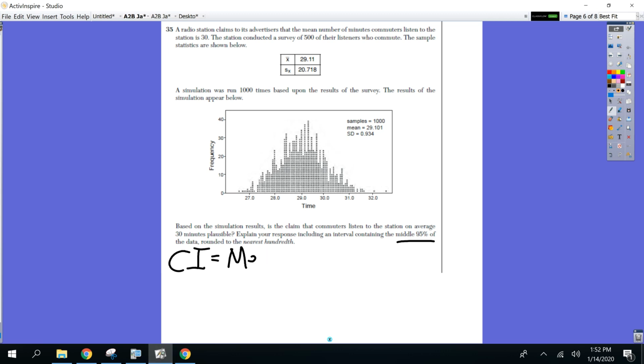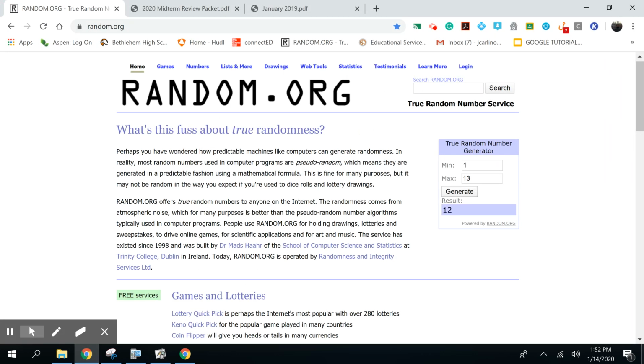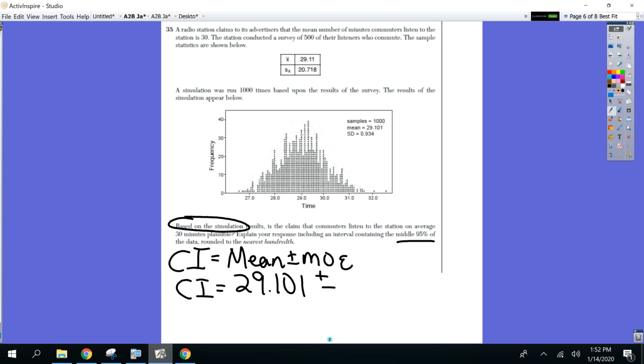Mean plus or minus the margin of error. All seriousness now. Where do I get the mean? It's on the simulation. Make sure, because you're using it based on the simulation. Don't use the mean up here. That's off the survey. This is the one we want right here. Based on the simulation, 29.101 plus or minus. How do I find the margin of error? 2 times, where do I get the standard deviation? From the simulation. What is it? 0.934. And then you add and subtract it from the mean.